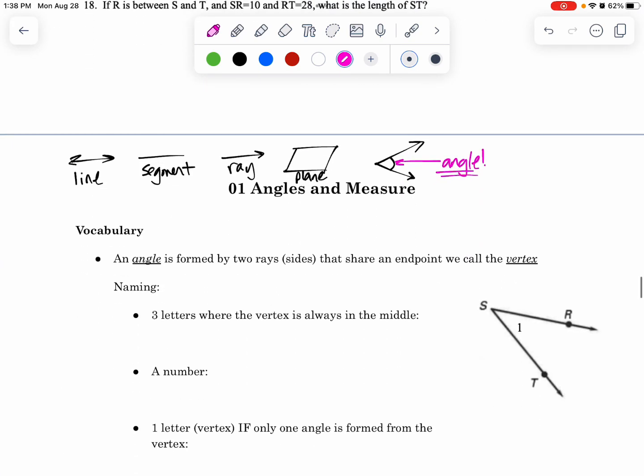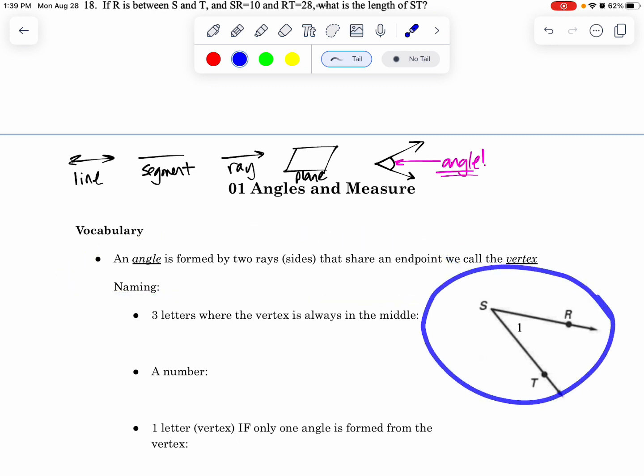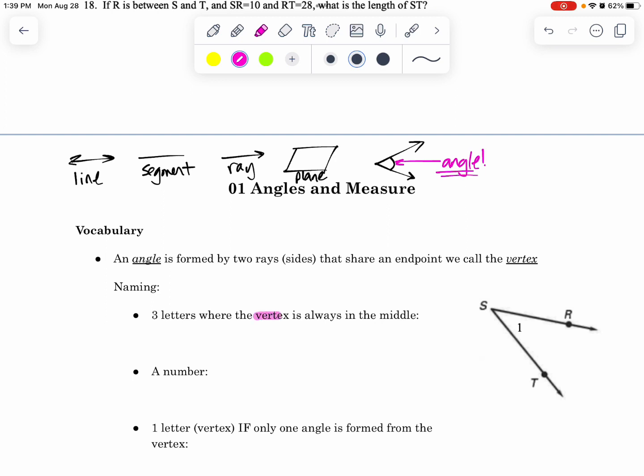And I have a vocabulary word for you. I have it defined, and here's an example. Okay, so it's 3 letters where the vertex is a really important word. The vertex is the point of the angle. Okay, so that is a vocab word that I need you to know and I need you to recognize when I use it. It is the vertex. It is where the two rays come together. Here is the vertex of this angle. The vertex, it's the point.